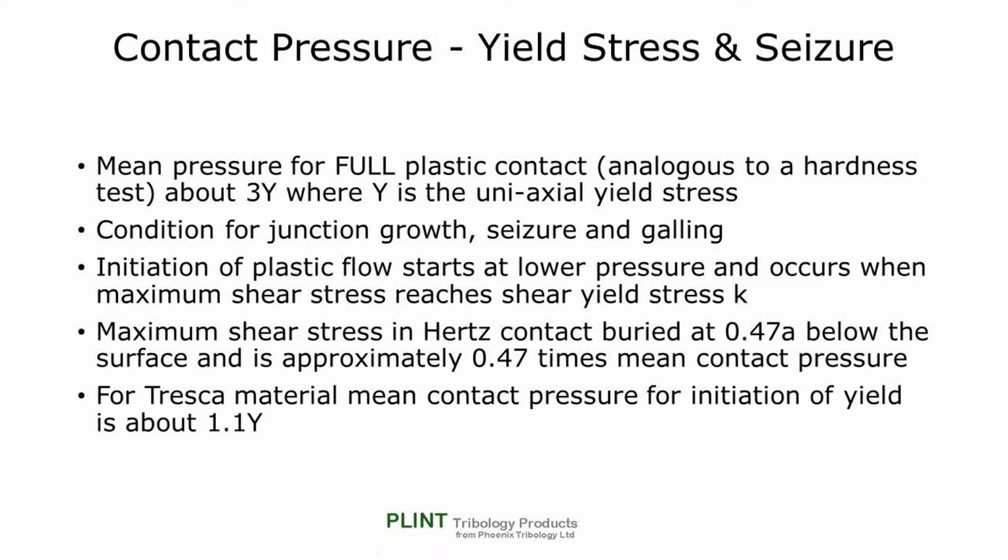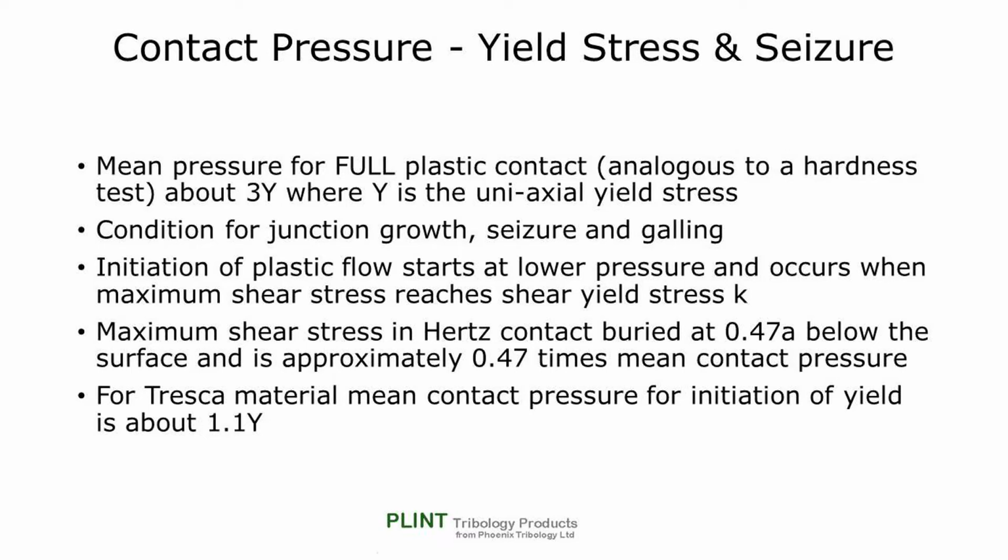If the ball is the harder surface, we simply have a Brinell hardness test. The mean pressure for full plastic contact, analogous to a hardness test, is about 3Y, where Y is the uniaxial yield stress. This is likely to be the relevant condition for junction growth, seizure and galling.